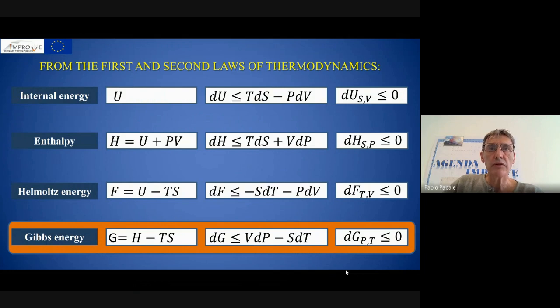Well, we have started from the first and second laws of thermodynamics and have derived not one, but a series of equilibrium criteria, each one appropriate for processes evolving under different conditions. But don't forget where we started from. We want to understand what the chemical potential is and why it is so central for chemical equilibrium. Now, it's time to go back to it and discover the connections between chemical potential and the various energy forms that we have derived and that are reported in this slide.